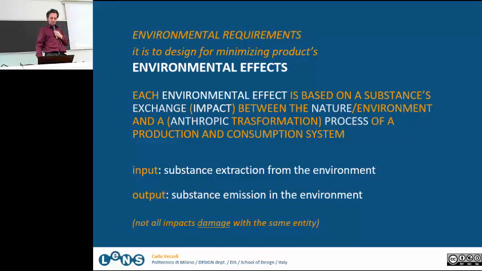Of course, not everything, in terms of either input or output, has the same impact. If I throw 1 kilogram of water into the environment, it's different from throwing 1 kilogram of asbestos into the environment. One is very carcinogenic, the other maybe not that much. So it's a matter of quantity on one side and quality on the other.